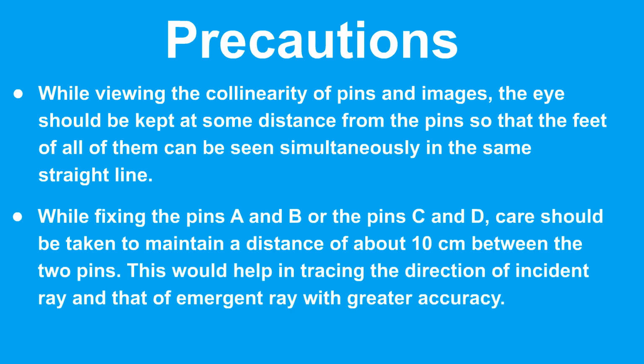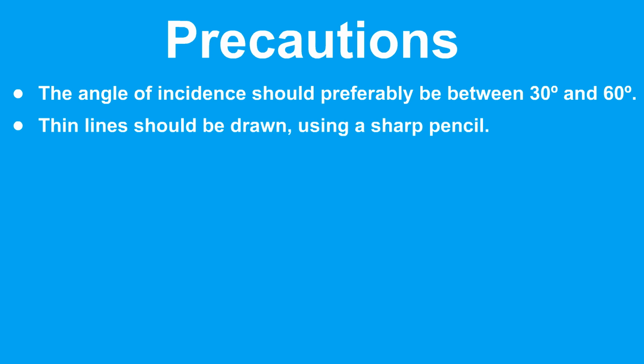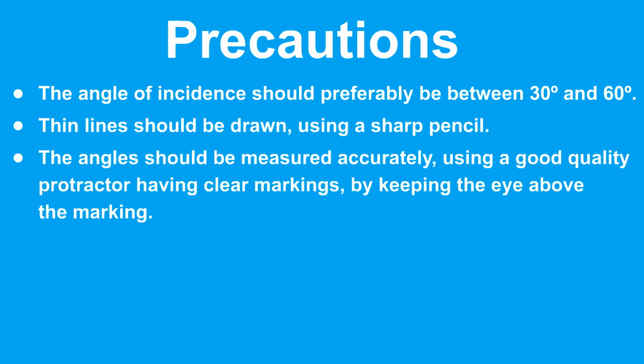While fixing the pins A and B or pins C and D, care should be taken to maintain a distance of about 10 centimeters between the two pins. This would help in tracing the direction of the incident ray and that of the emergent ray with greater accuracy. The angle of incidence should preferably be between 30 degrees and 60 degrees. Thin lines should be drawn using a sharp pencil. The angles should be measured accurately using a good quality protractor, having clear markings, by keeping the eye above the marking.